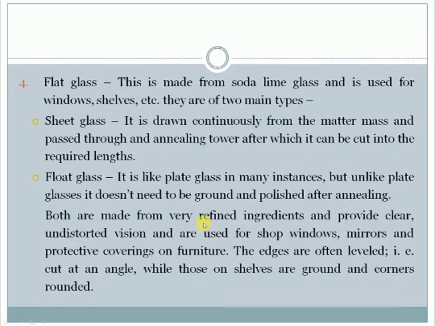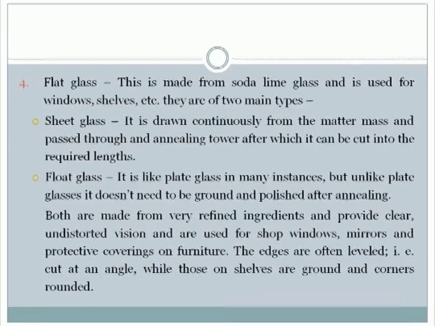Flat glass. This is made from soda lime glass and is used for windows, shelves, etc. The flat glass is of two major types, sheet glass and the float glass. The sheet glass is drawn continuously from the molten mass and passed through the annealing lehr, after which it can be cut into the required lengths.